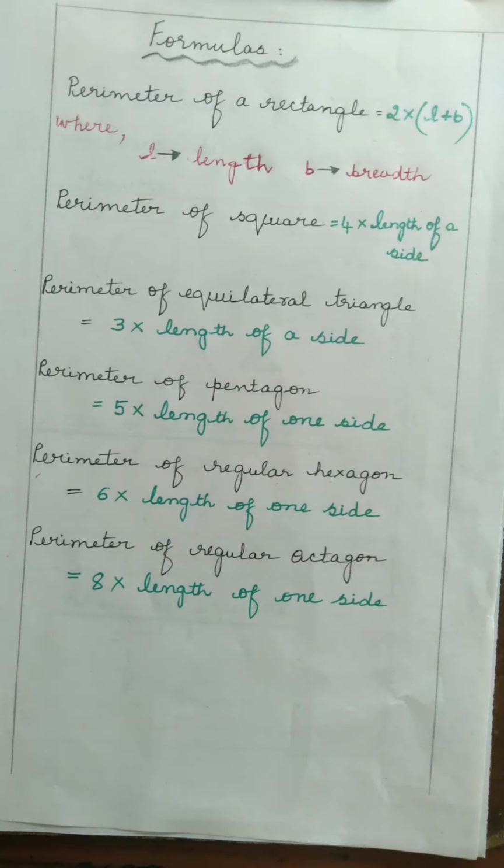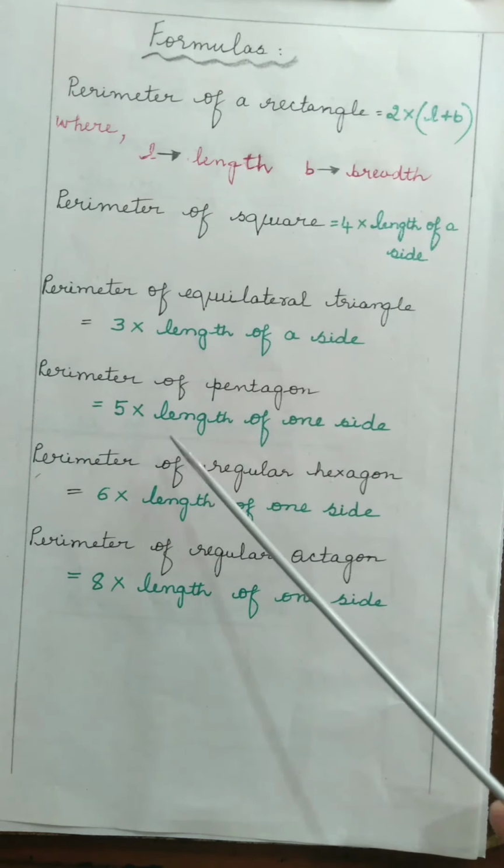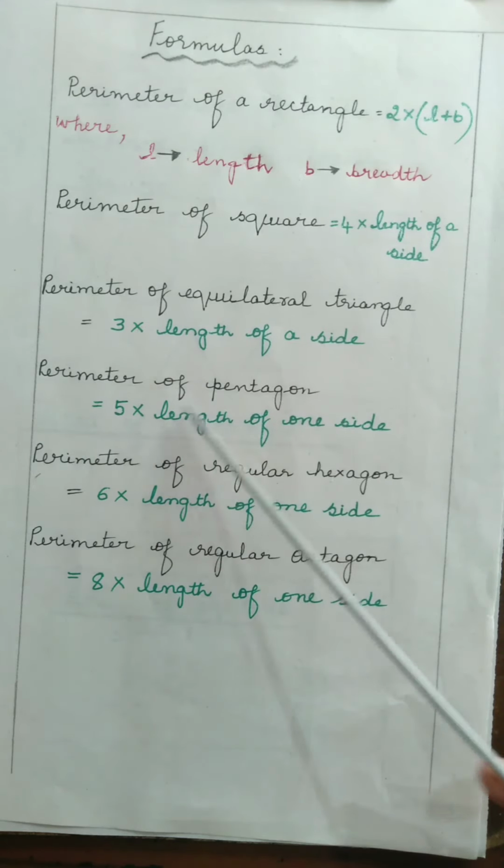We call it a polygon. So, in a pentagon there will be 5 sides. Such a 5-sided polygon is called a pentagon. Therefore, the perimeter of a pentagon is given by the formula 5 into length of one side.